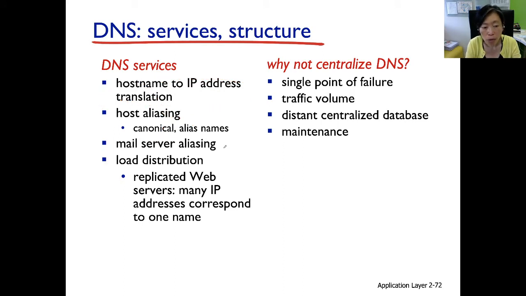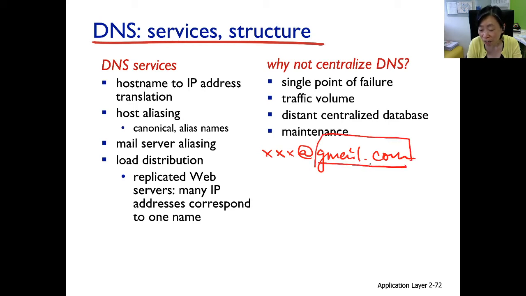Second, mail server aliasing. You must have one of these Gmail accounts. If your friend is sending email to your Gmail account, your friend's mail server will need to know who your mail server is. So, who's Gmail's mail server? This thing actually looks very general. It's in fact a domain name, not quite a host name.